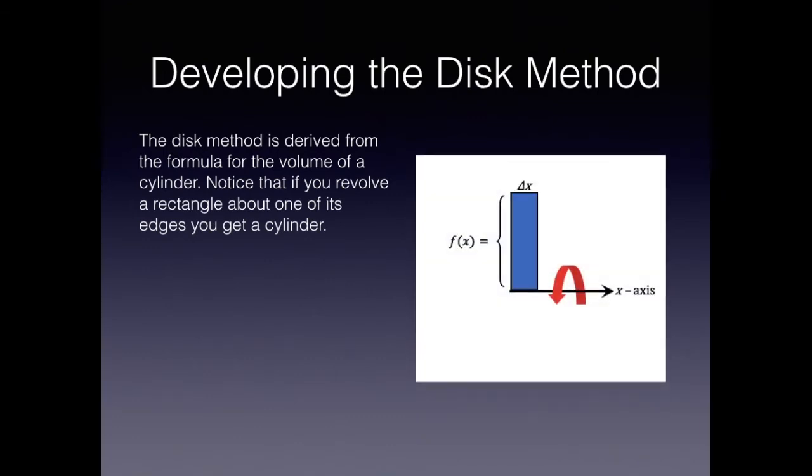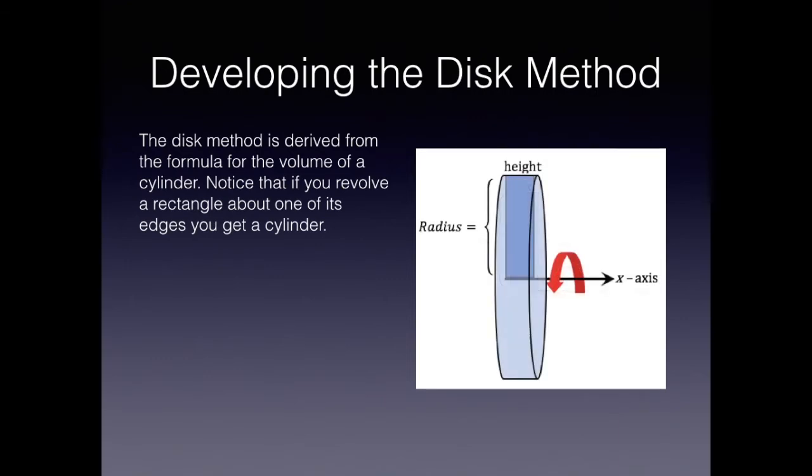To develop the disk method, it is derived from a formula for volume of a cylinder. So notice in this image that if you revolve a rectangle about one of its edges, you get a cylinder. You can still see the rectangle inside of the cylinder, and if you were to twirl it around the x-axis like that red arrow is indicating, you would get the cylinder shown here. Notice how the height of the rectangle is now replaced with the word radius, and how the width delta x of the rectangle is now the height of the cylinder.